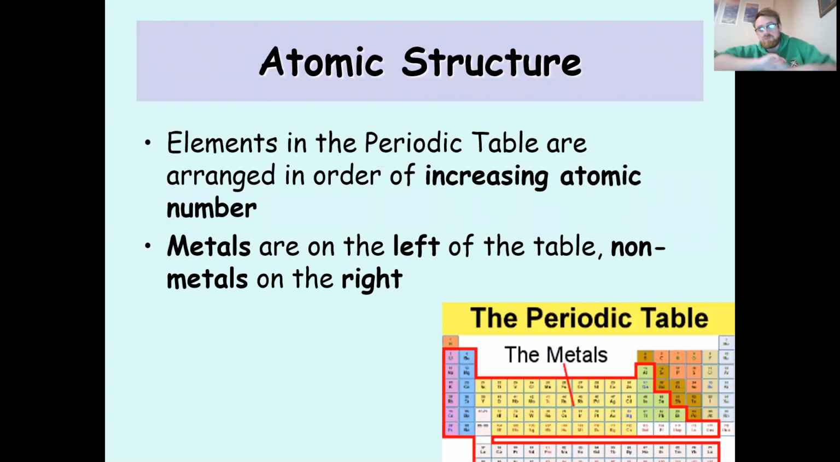Okay, so quickly about the periodic table, you know that elements are arranged in order of increasing atomic number. They start at helium. Helium? No, they don't. They start at hydrogen, number 1. Helium, 2. And then the atomic number goes up. You know that metals are here on the periodic table and non-metals are here.